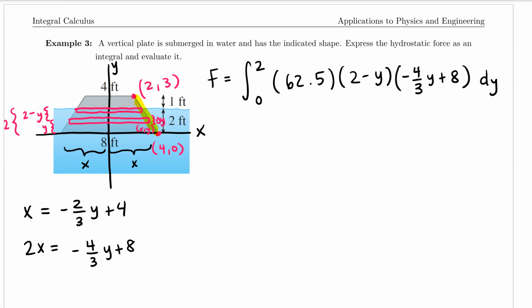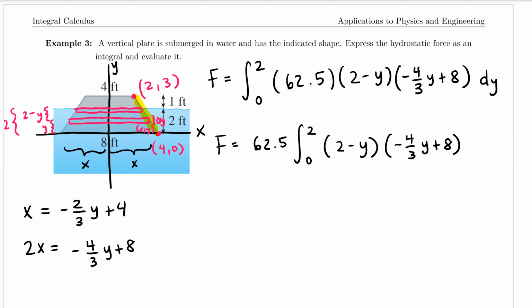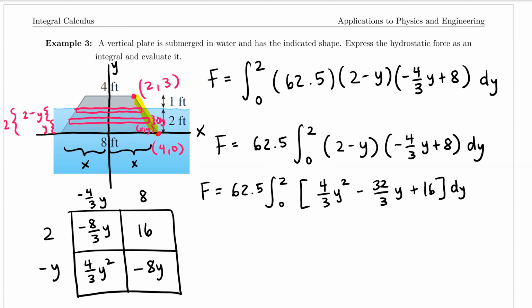Okay, so now at this point we have force is equal to, I'm going to factor out 62.5, and we have the integral of 2 minus y times negative 4/3 y plus 8 dy. I went ahead and multiplied out my integrand using my favorite method, the box method, to multiply out polynomials. So let's go ahead and start integrating now.